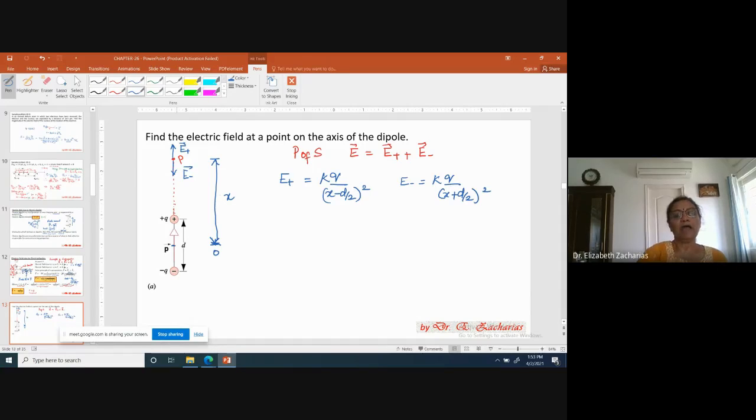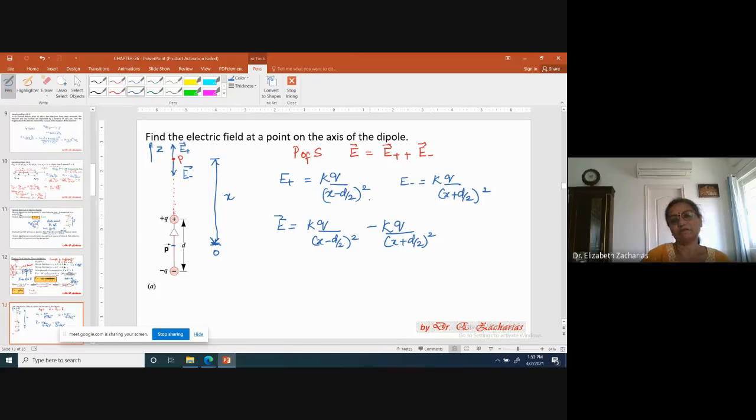Next, I'm going to call this my z-axis. So this is my z-axis. An arrow in the upward direction, I'm going to take as positive, and an arrow in the downward direction, I'm going to take as negative. Then my electric field is going to be equal to kq by x minus d by 2 whole square minus kq by x plus d by 2 whole square.